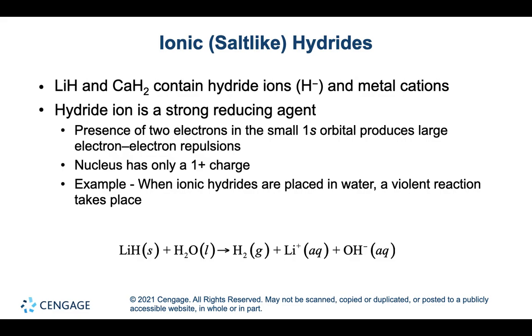Typically, your hydride ion is going to be -1. The hydride ion is an extremely strong reducing agent. It loves to give that extra electron to anything it can, so it can go back to its more stable form of H2.